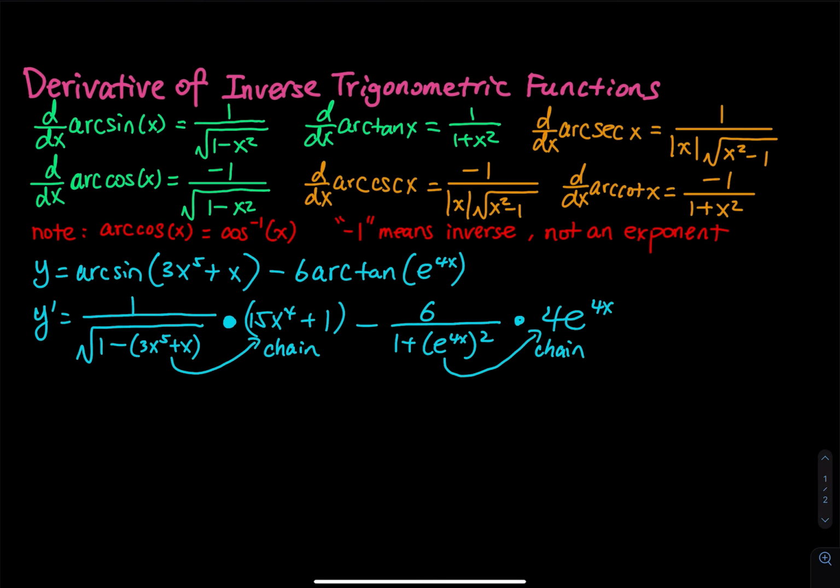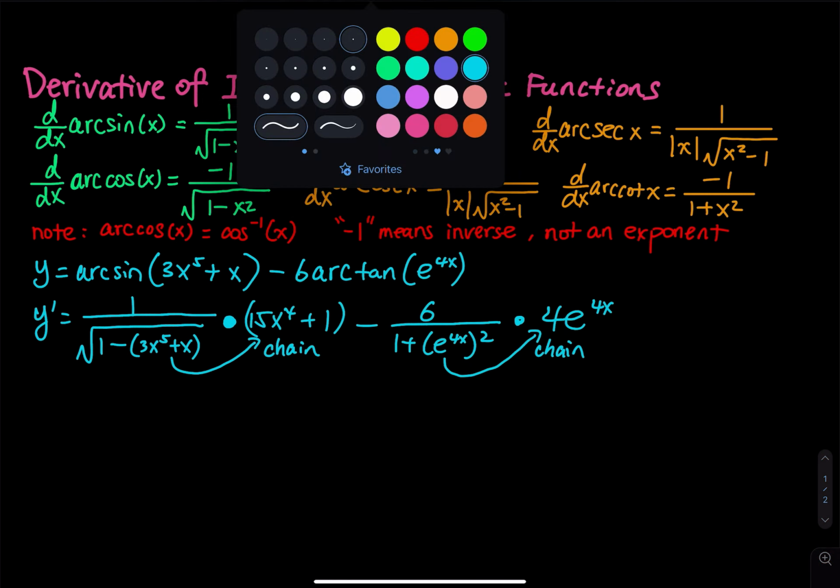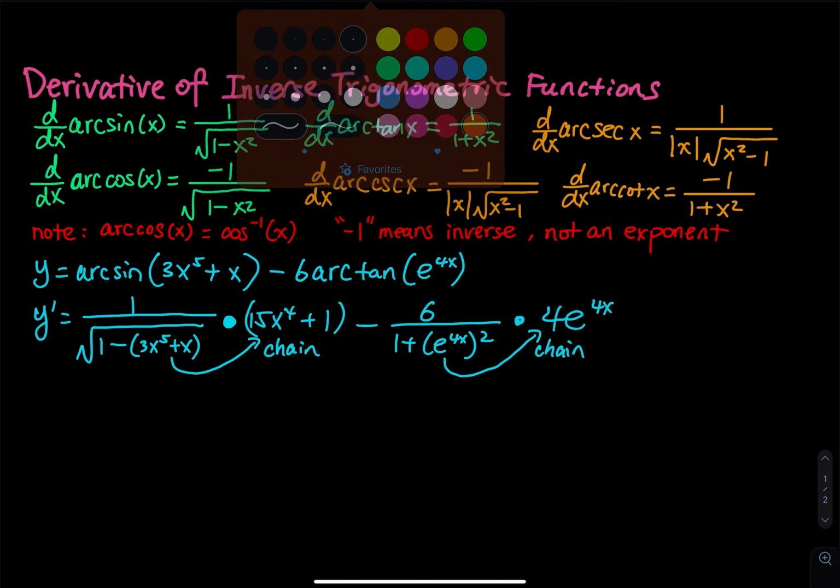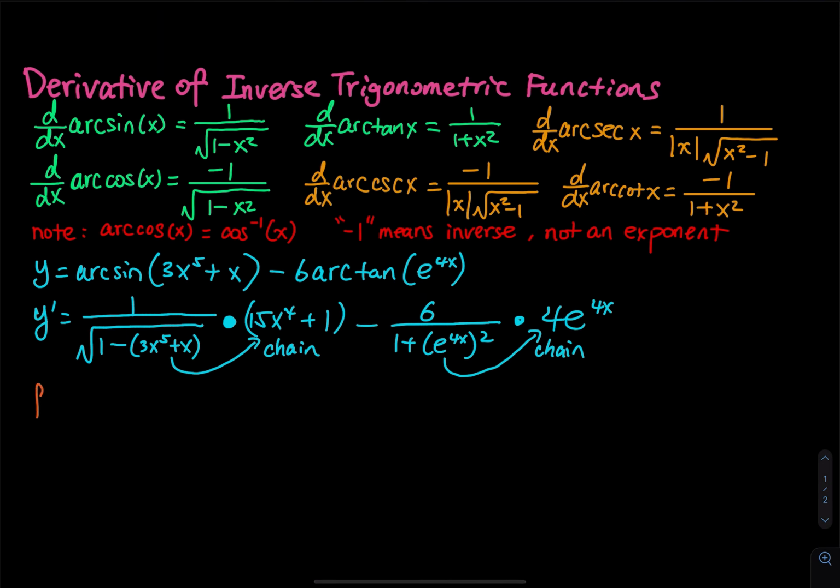All right, so moving on to number 2. Let's switch to a different color. Let's use orange. Number 2, we have f of x equals arc cosine of tangent x, and then subtract cosine of arc cosine of x.